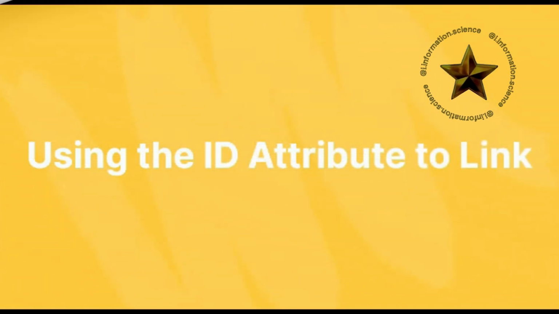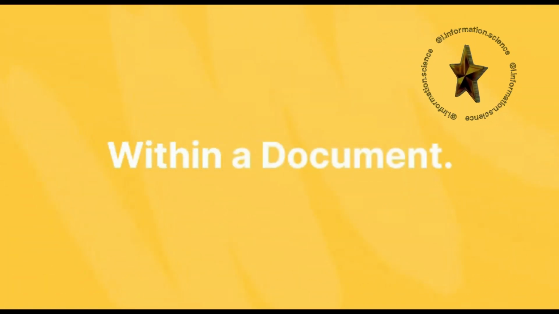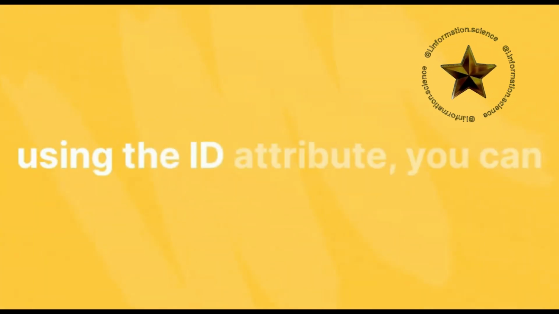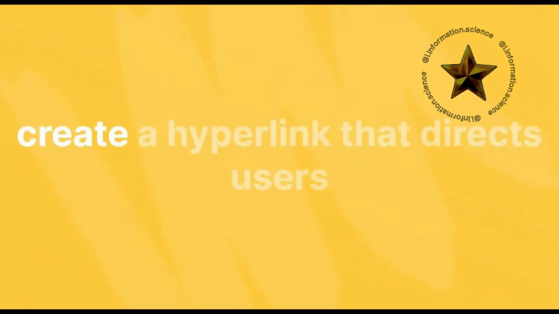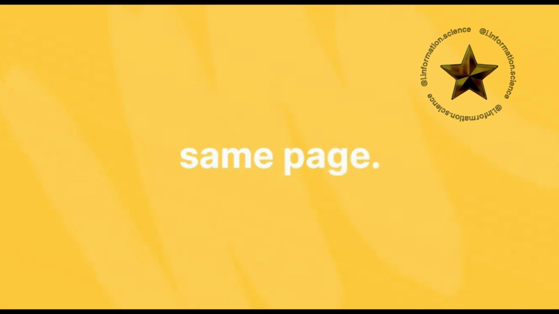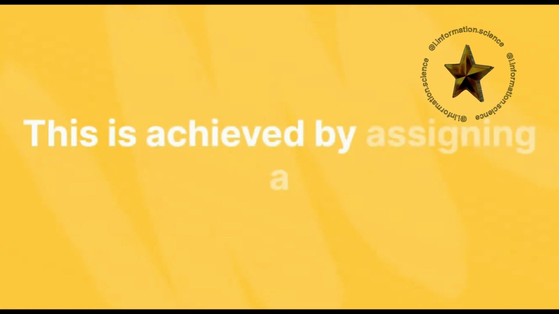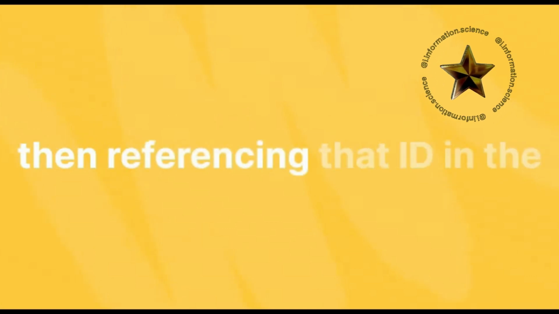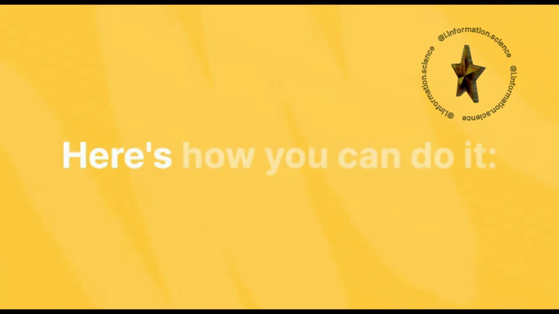To link within a document. To link within an HTML document using the ID attribute, you can create a hyperlink that directs users to a specific section of the same page. This is achieved by assigning a unique ID to an element and then referencing that ID in the hyperlink. Here's how you can do it.